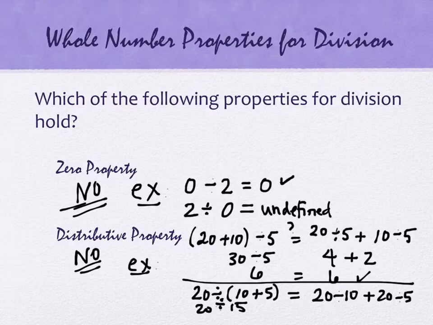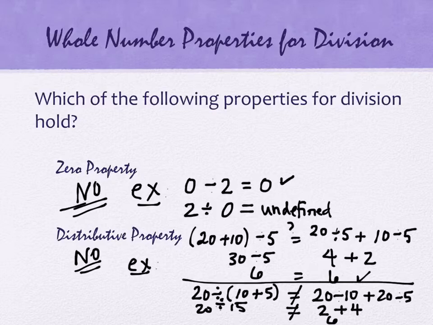And 20 divided by 15, of course, is not a whole number. On the right-hand side, 20 divided by 10 is 2, and 20 divided by 5 is 4, so this actually ends up still being 6 on the right-hand side. And that is not what I get on the left-hand side, so these are not equal. So this distributive property actually, again, holds sort of in one direction, but not in both directions, so it does not hold as a whole property in general.